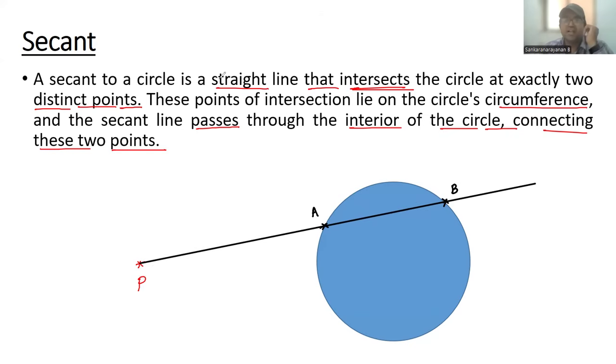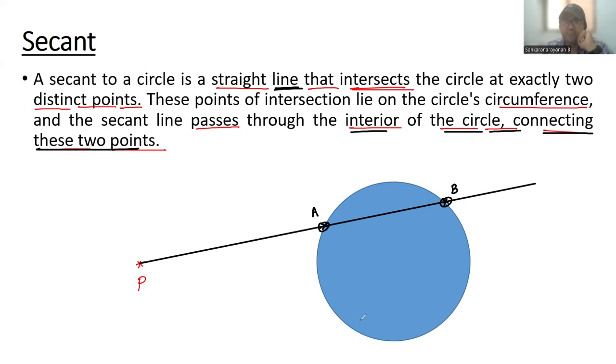A secant to the circle is a straight line that intersects the circle. You see, this line is cutting the circle at exactly two distinct points, the point A and the point B. These 2 points lie along the circumference of the circle, and the secant line goes through the interior of the circle, connecting these 2 points. So I hope you got an idea what the secant is all about.